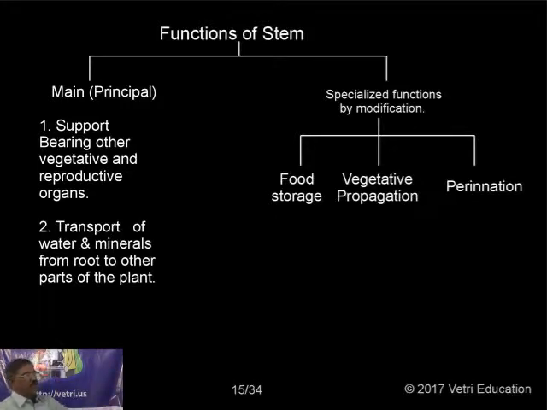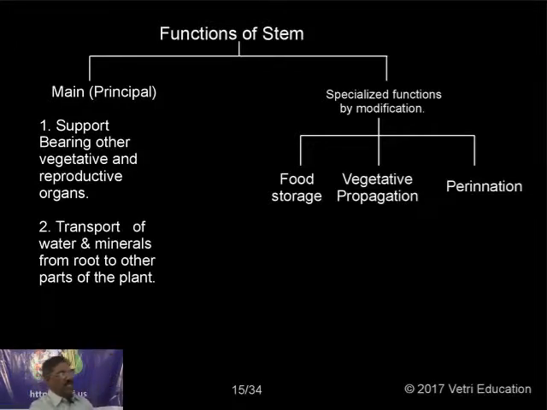Some specialized functions come by modifications, such as storage. You can learn later, some plants like sugarcane and potato store food materials, and ginger and potato are also used for vegetative propagation. Another is called perennation. Perennation is a very good term that you have to learn.